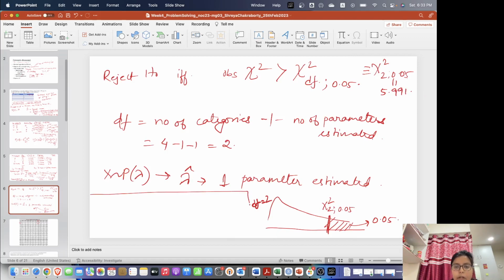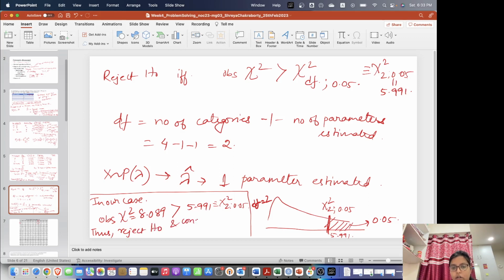So in our case, the observed chi-square was 8.089, which is greater than 5.991. This point, 5.991, is the chi-square 2, 0.05. Thus we are going to reject the null and conclude that the distribution is not Poisson.